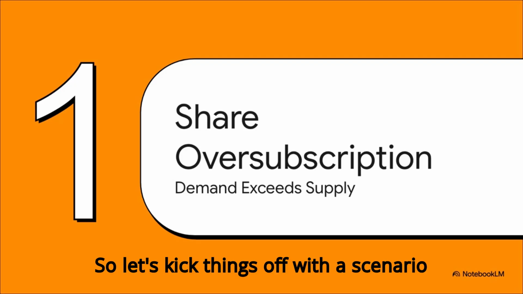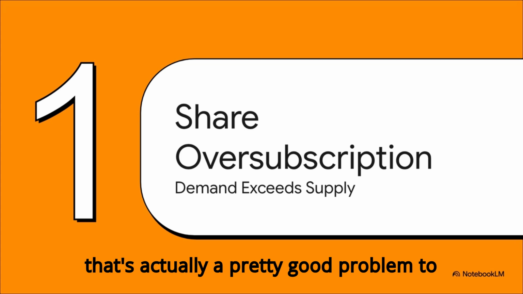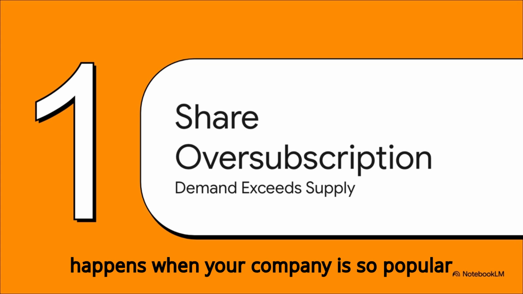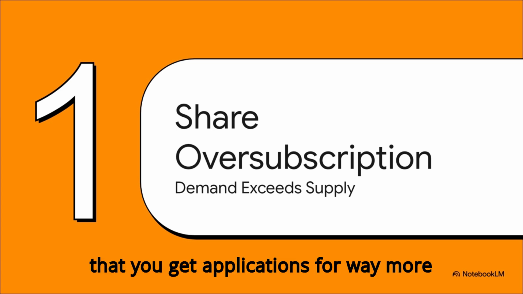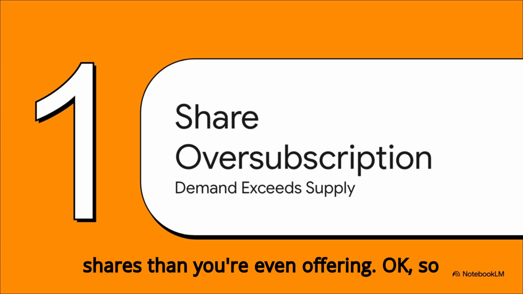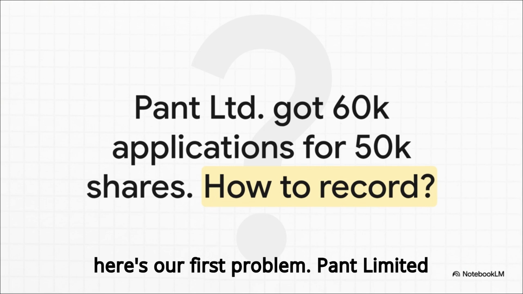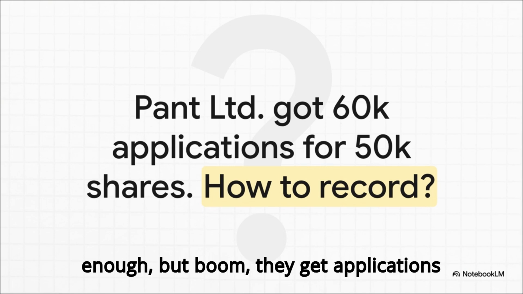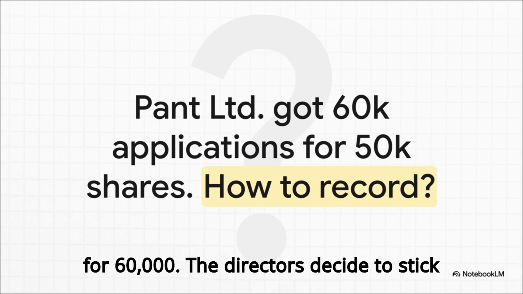So let's kick things off with a scenario that's actually a pretty good problem to have: oversubscription. This is what happens when your company is so popular that you get applications for way more shares than you're even offering. Okay, so here's our first problem. Pant Limited wants to issue 50,000 shares. Simple enough. But boom, they get applications for 60,000.